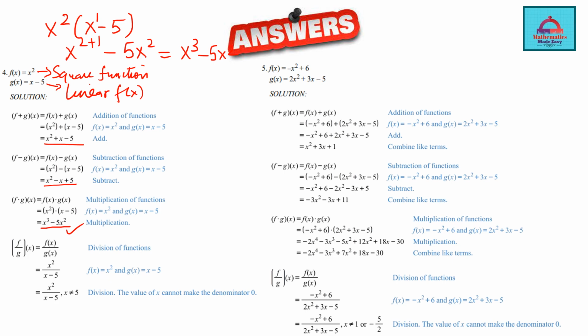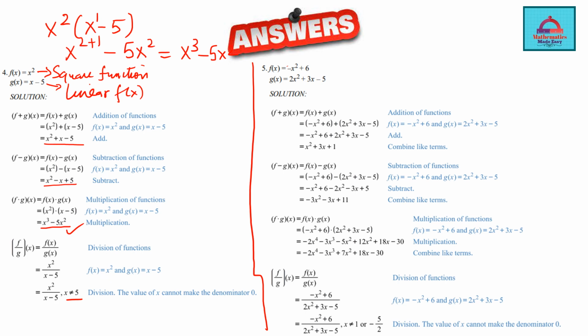Now when you divide, you have to make sure that the denominator is not equal to 0. So you put the value of f(x), x square, you put the value of g(x), x minus 5, and you say that x cannot be equal to 5 because the denominator cannot be 0. In a similar way, you will solve f(x) plus g(x), f(x) minus g(x).